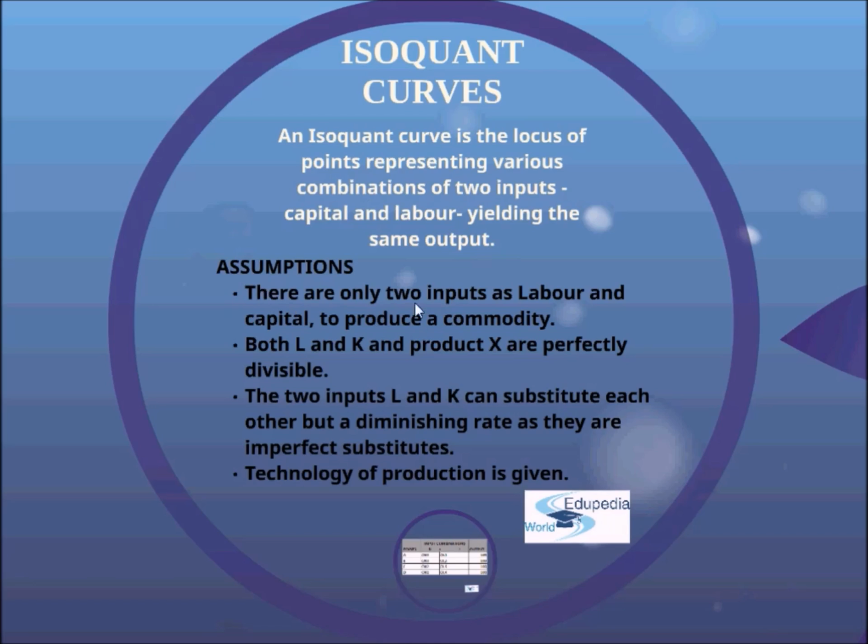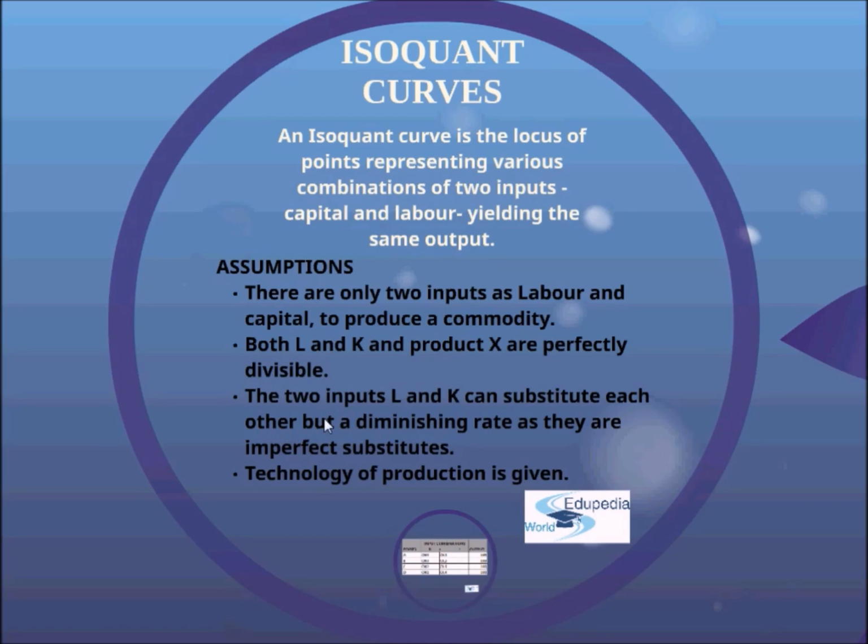And what are the assumptions of the Isoquant curve? First, there are only two inputs, labor and capital, to produce a commodity, and we consider both inputs variable because it is the long run. Both L and K and product X are perfectly divisible. That is because we consider it the long run, both are variable, so we can divide each and every factor of production.